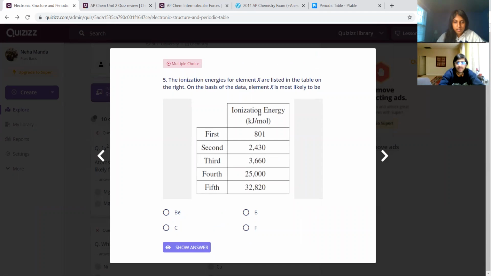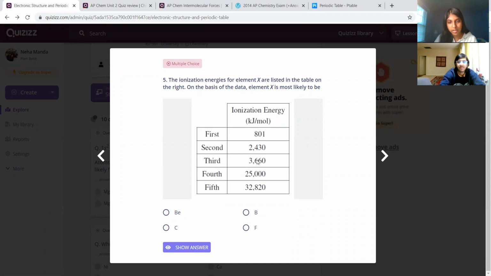Okay. The ionization energies are listed in the table on the right. So this one has a really big jump from third to fourth. So you want to see how that trend would take place. I think it's harder for me to explain it. I just have to look at it. So let me figure out how to explain it. What I do is I look at the jumps on the periodic table. I think of it in terms of jumps. If there's a big jump from first to second, then that means the element is in the first column.